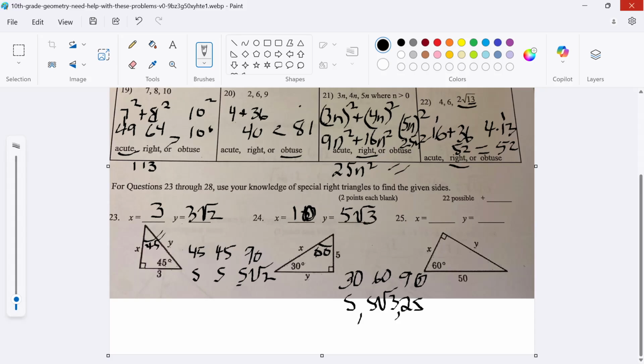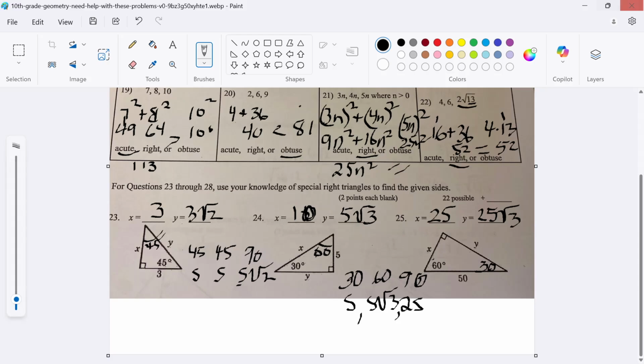Next one. This also is a 30, 60, 90. And let's see. Side opposite 90 is 50, so that's 2s. Side opposite 30 is s, or 50 divided by 2, which is 25. That's x. And the side opposite 60 is going to be s, 25, times square root of 3.